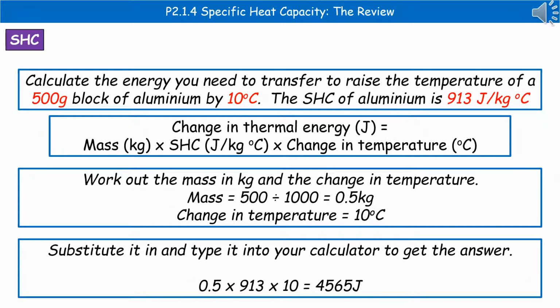Last thing we need to do is substitute in those values and then type it into your calculator to get the answer, because remember, in all your science exams you're allowed a calculator. So our calculation is 0.5 times 913 times 10, which gives us an answer of 4,565 joules.